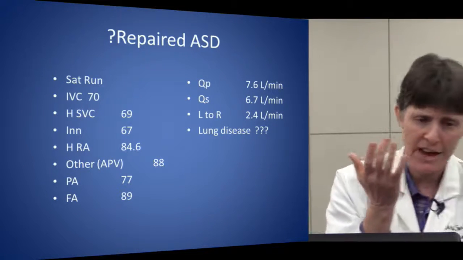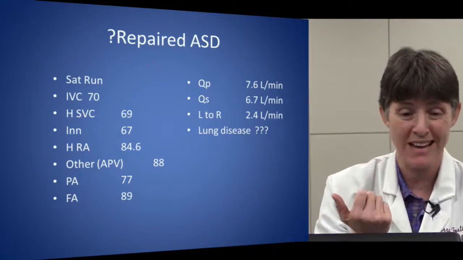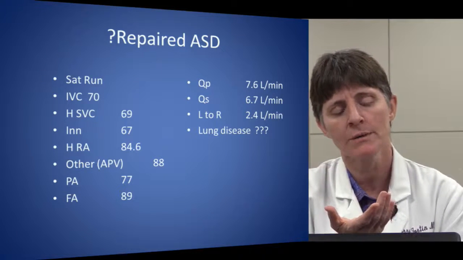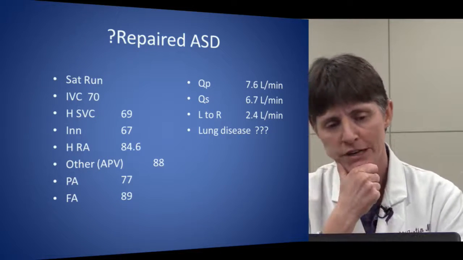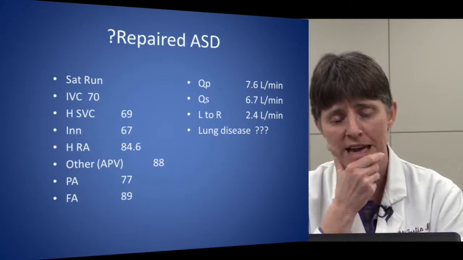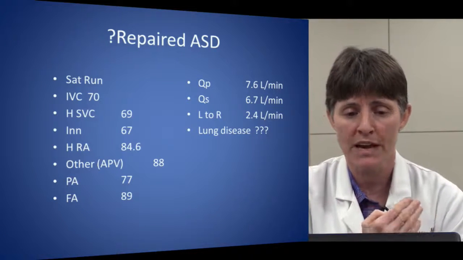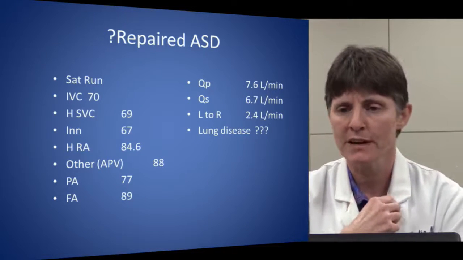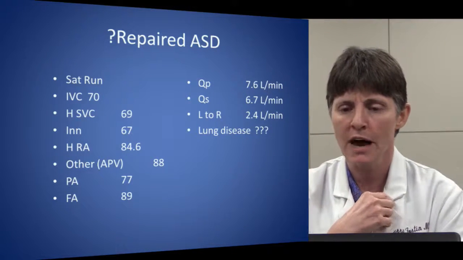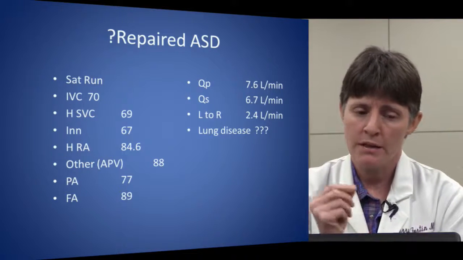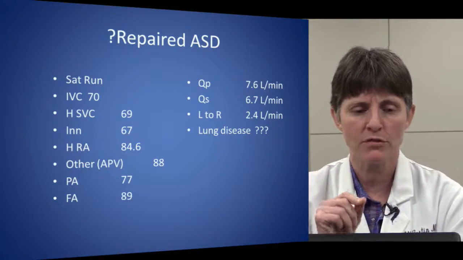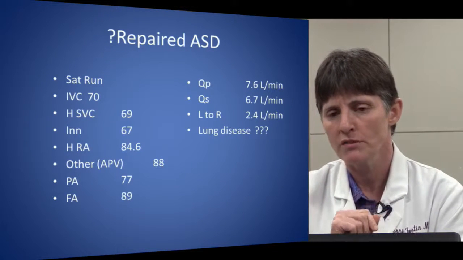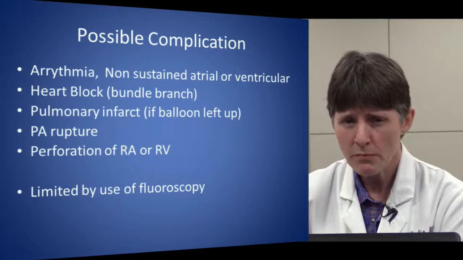So our SVC sat should be the same as our RA sat. It's not. All of a sudden it went up, suggesting some sort of left to right flow is coming there. In this case, we also found a connection that we got a sat of 88, and this was actually an anomalous pulmonary vein. So the ASD is fixed, but there was an anomalous pulmonary vein that was never fixed. So there is an ongoing left to right shunt. The person didn't have a right to left shunt, so their FA sat isn't low because they have right to left shunt. It's because there's lung disease.